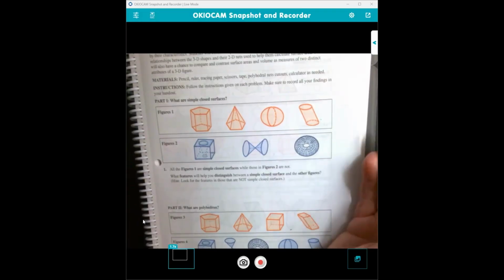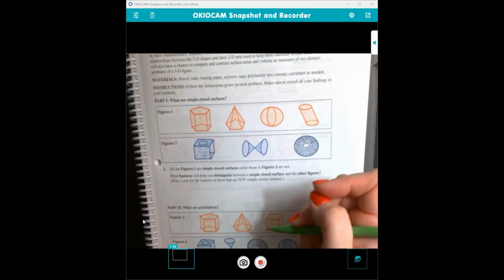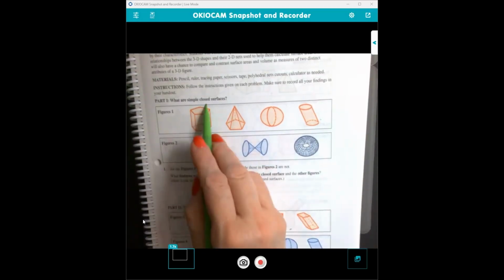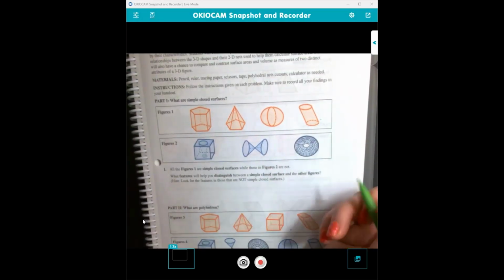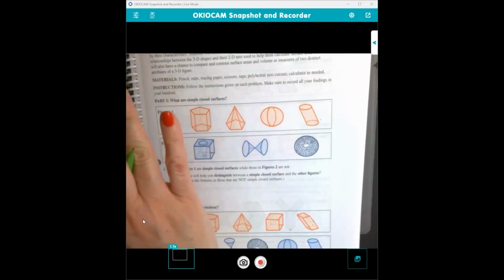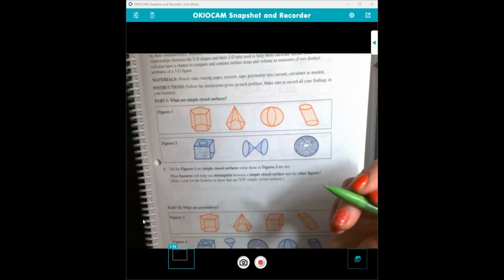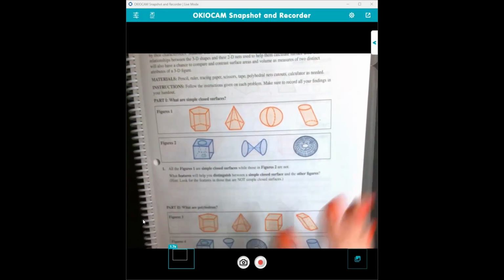Simple means that they don't cross each other, right? And they don't have a hole. And closed means that they actually close. They start and end in the same place. That was for the polygons, the 2D figures. But with the 3D figures, that amplifies a little bigger, okay?